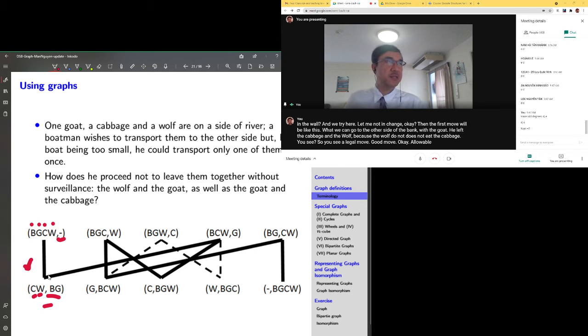Allowable to change. Then after he brought the goat to the side, this is the left hand side A, and this is the other side of the river denoted by B, you see. Then he goes back. So you have to read the draft here to understand what is happening. Okay. He goes back and then he continues the story by choosing another choice, right?